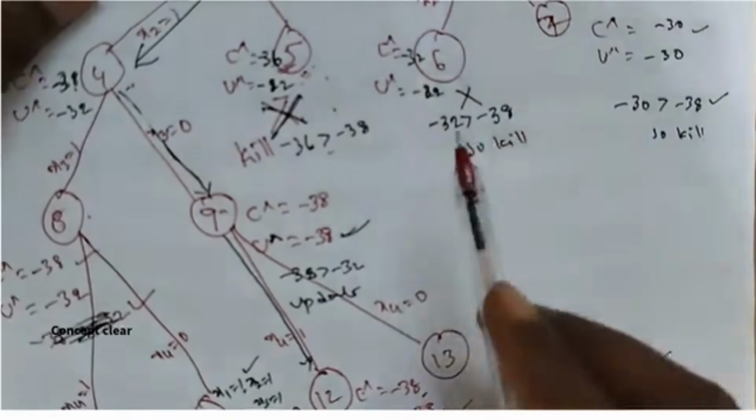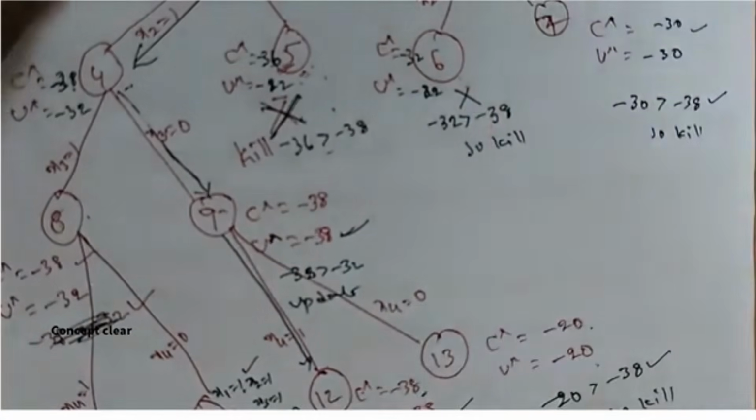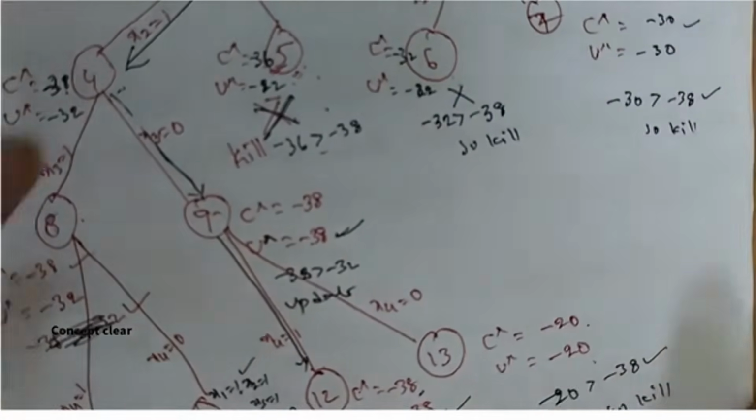That's why we compared 5, 6 and 7. 5 and 6 are terminated. Okay, this is the key point for this topic.